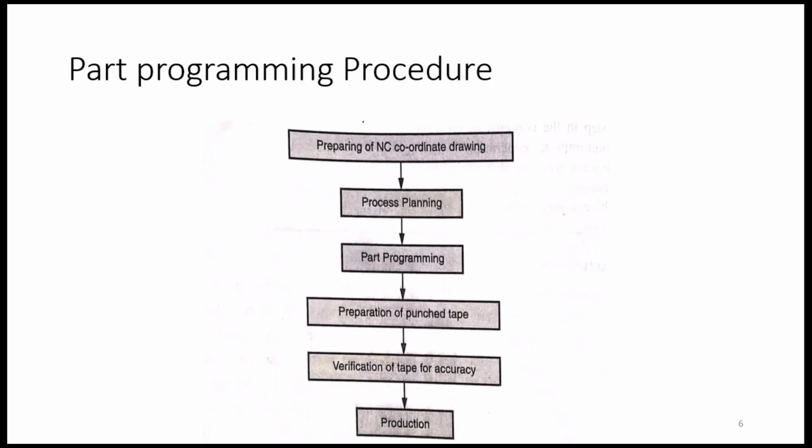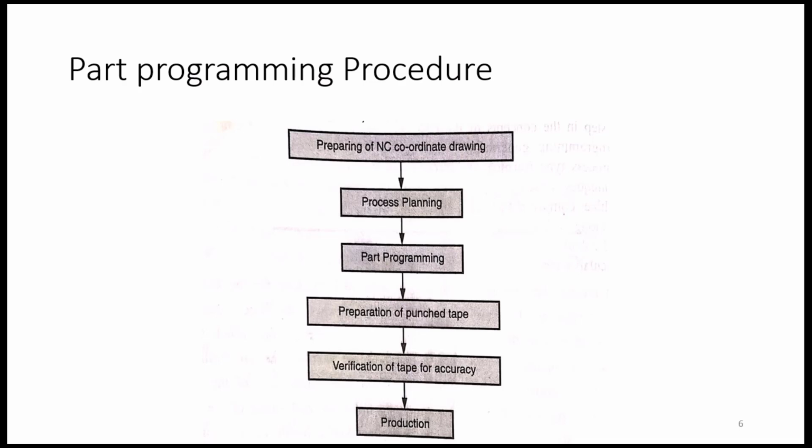Then what are the different procedures? What is a part programming procedure? This is the procedure. Every component starts from scratch, like a drawing. Before writing any program, you must know the drawing of the component or the object. You will find out the NC coordinate drawing, with the length, breadth, height and different specifications of the object.